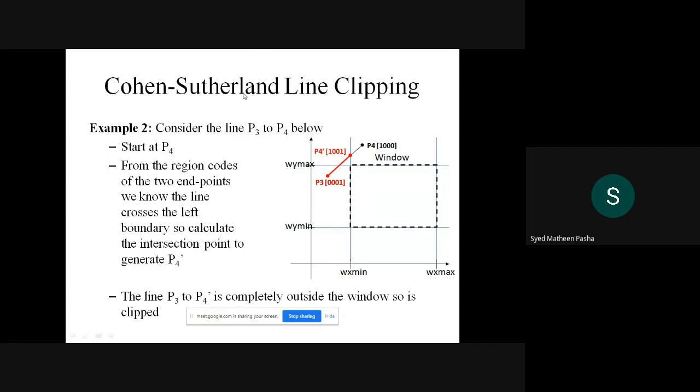But what is the algorithm? You should clip the lines which are outside the window, right? So you'll check here. These lines are outside the window, so this part will be eliminated. I'll check out the example. Start at P4. From the region codes of the two endpoints, we know the line crosses the left boundary. That is, it is coming towards the left of that particular window. We'll calculate the intersection point again.